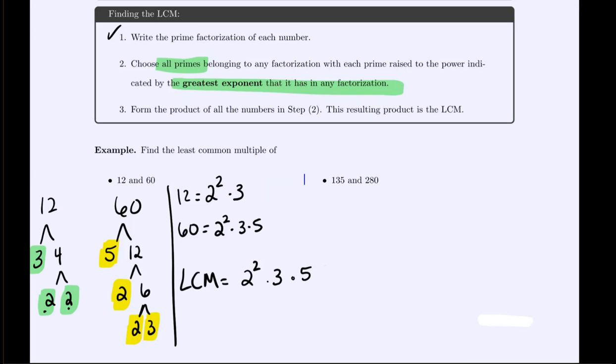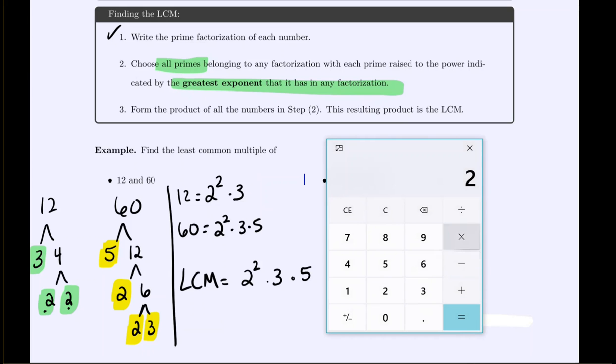If we wanted to figure out this value, we could by multiplying the expression: 2 times 2 times 3 times 5. And we would get 60.